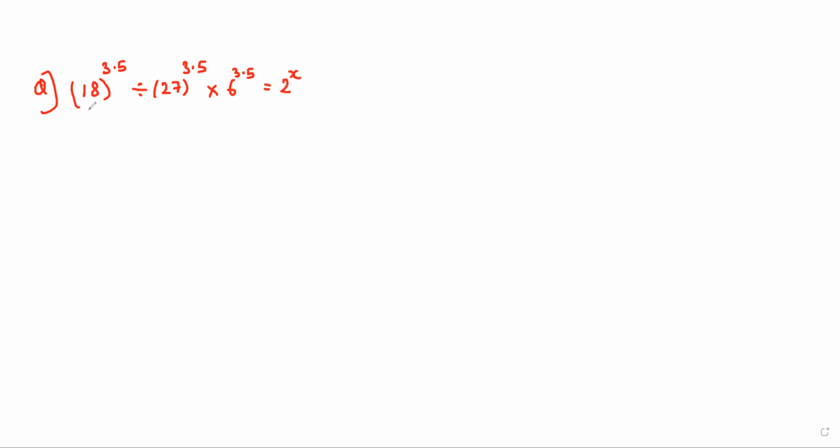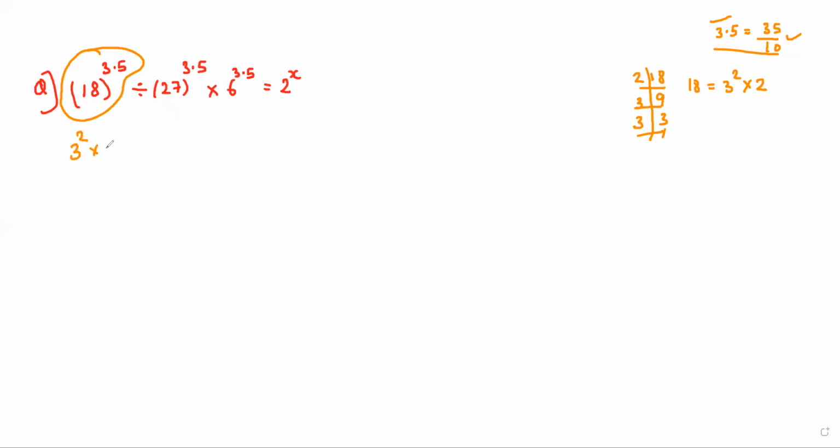Okay, those who are not getting it, let us solve the first term here. That is 18 to the power of 3.5. First this 3.5 I can write as 35 by 10, or otherwise I can keep it as 3.5. This 18 I'm going to simplify. 2 9s are 18, then 3 3s are 9, then 3 1s are 3. So 18 can be written as 3 square into 2. So now this will become 3 square into 2, to the power of 3.5.